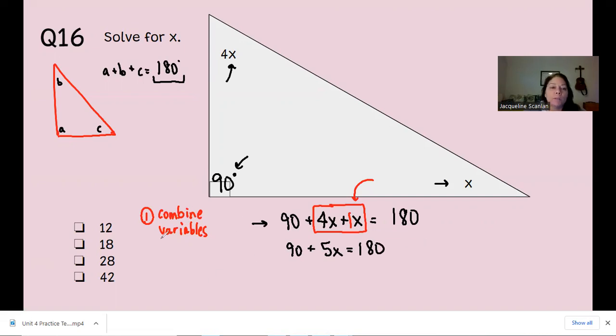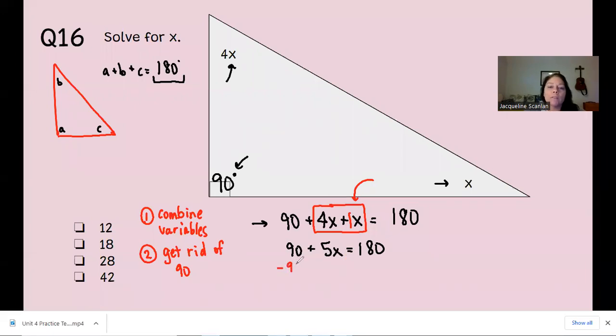I'm going to move on to step number 2 in solving an equation. Step number 2, I want to leave that variable alone. I'm not going to touch this 5x. I'm going to get rid of the other number. And in this case, the other number on the same side as the 5x is the 90. So I'm going to get rid of 90. If that number were 12, if that number were 180, I would get rid of it. Okay, and how do I get rid of 90? I'm going to subtract it. I'm going to give it away.